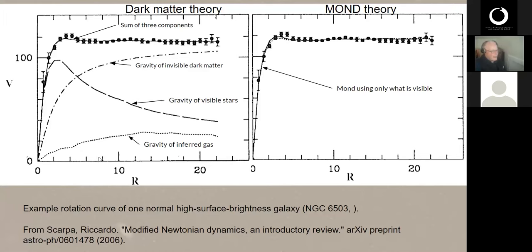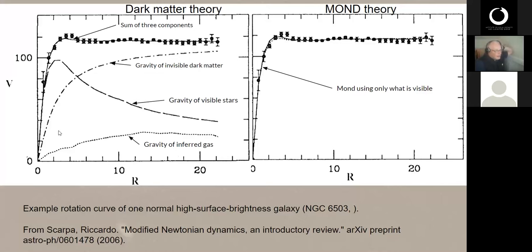The standard theory explains this by three components: the observed visible stars, some invisible dark matter, and some inferred gas. And these three components are added together to derive the observation.